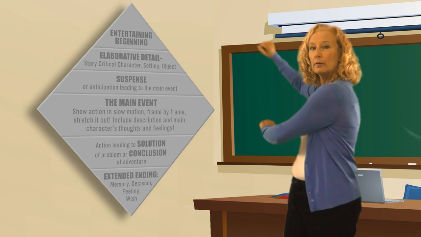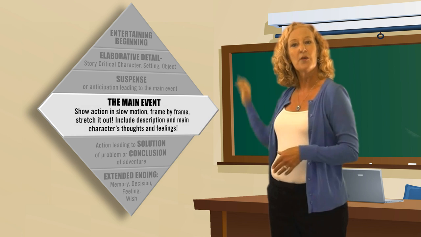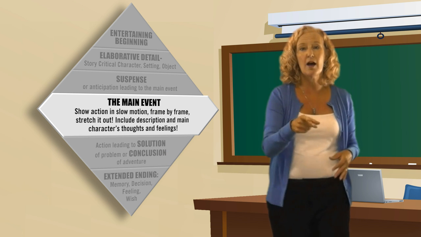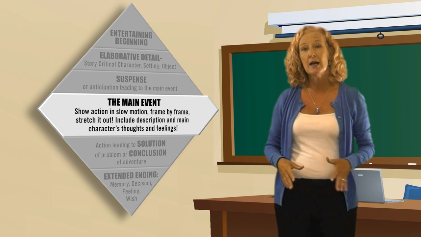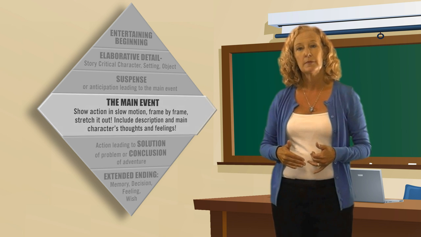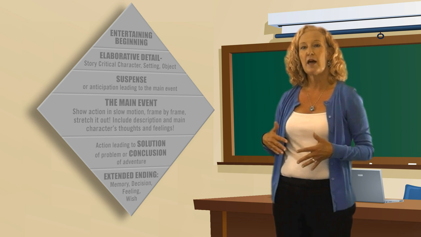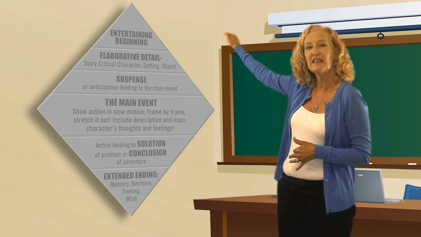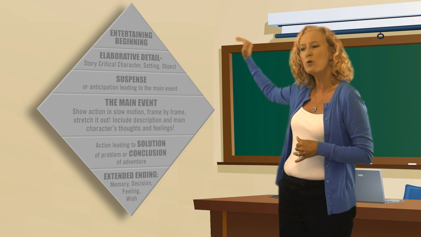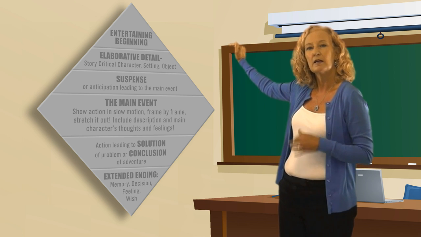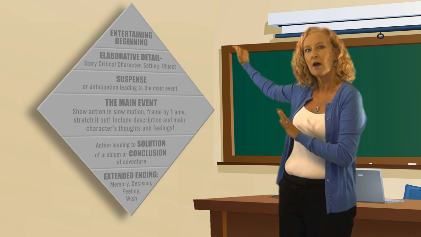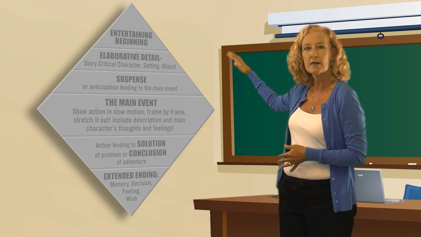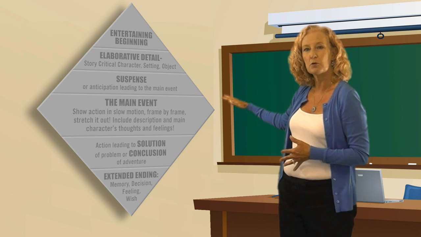Who can tell me what that part is all about? The main event. You got it. It's called the main event. It's the biggest part of the story. That's where you, as an author, are going to spend the most time writing your story. So, we've gotten to that point. We've entertained the reader. We've given them a nice, quick beginning. We've moved into elaboration. Give the reader a little taste of what's about to come, and then we go into the main event. Remember, the biggest part of the story.